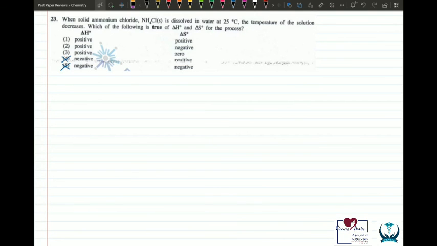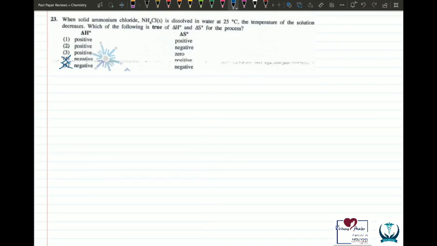23. When solid ammonium chloride is dissolved in water at 25 degrees Celsius, the temperature of the solution decreases. Which of the following is true of enthalpy delta H and delta S for the process? The decrease in temperature shows that it is an endothermic reaction, which means the enthalpy change is positive. So we can exclude answers 4 and 5.